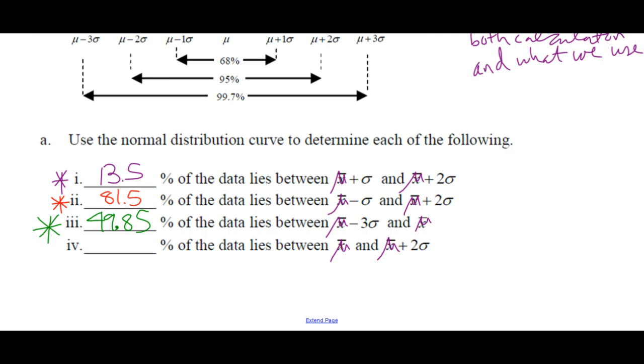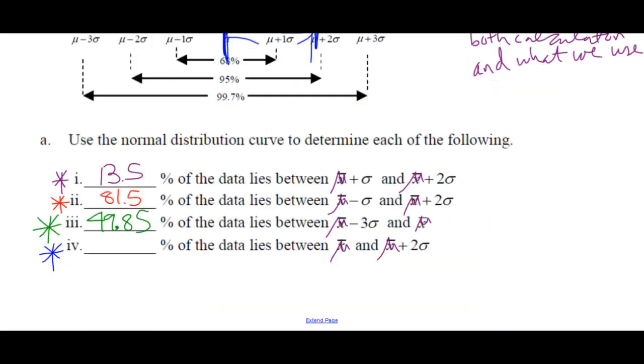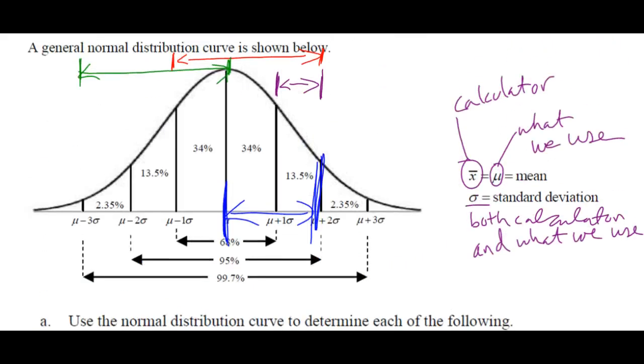And let's use blue. Lies between mu and mu plus 2 sigma. So blue between here and here. Okay, so that's pretty easy, right? Just got to add those, 47.5%. Okay, so that's just using that approximation, right? Again, this says a general normal distribution curve is shown. These are approximate, not quite exact, but pretty close.